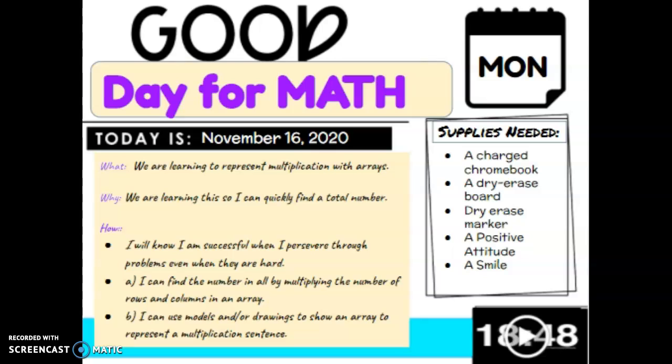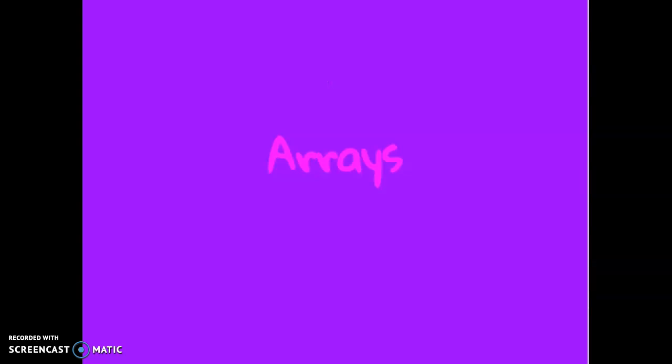So as we get started today, we're going to talk about arrays and how we can use that to solve multiplication problems. We're learning this so that we can quickly find a total number when there are equal groups, and we're going to know that we're successful when we can work through the problems even when they're hard, and we can find the number in all by multiplying the number of rows and columns in an array. And you can use models and or drawings to show an array to represent a multiplication sentence. So let's just jump right in, and we're going to be talking about arrays.